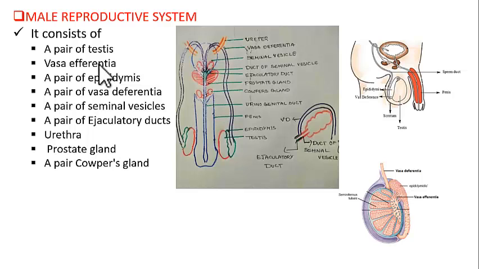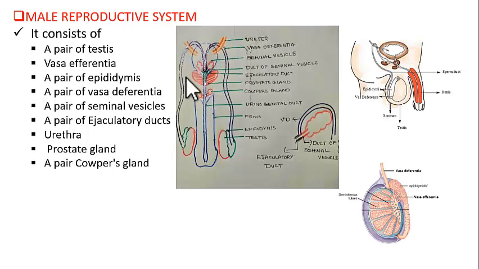Now, where is vasa efferentia? Vasa efferentia are the tubular connections between the testis and epididymis. So, epididymis to testis, they are connected through vasa efferentia. So, look at this picture. This is the testis part and this is the epididymis. This pink color projection over here is the epididymis. So the testis and epididymis are connected by tubular connections called as vasa efferentia. Got it? So testis, vasa efferentia and a pair of epididymis.